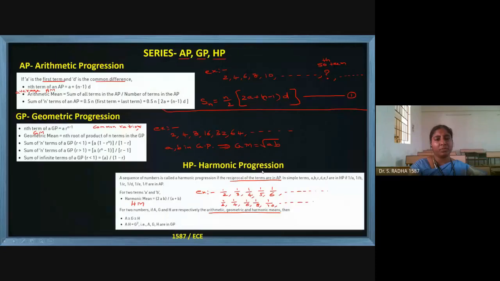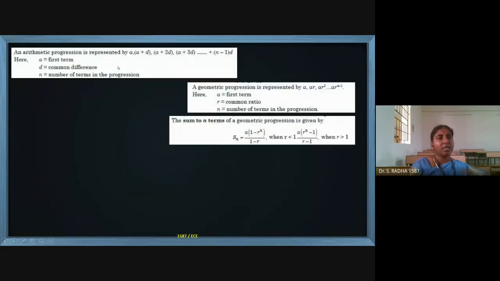Arithmetic, geometric and harmonic progression we were discussing. And if you see here, all these are called series. So arithmetic progression is a series, geometric progression is a series, harmonic progression is a series. This is basically how the series will look.